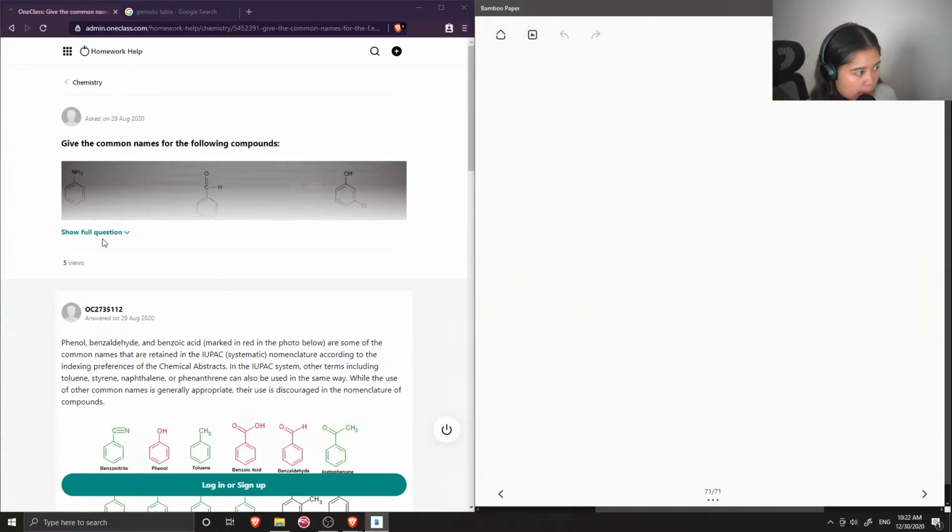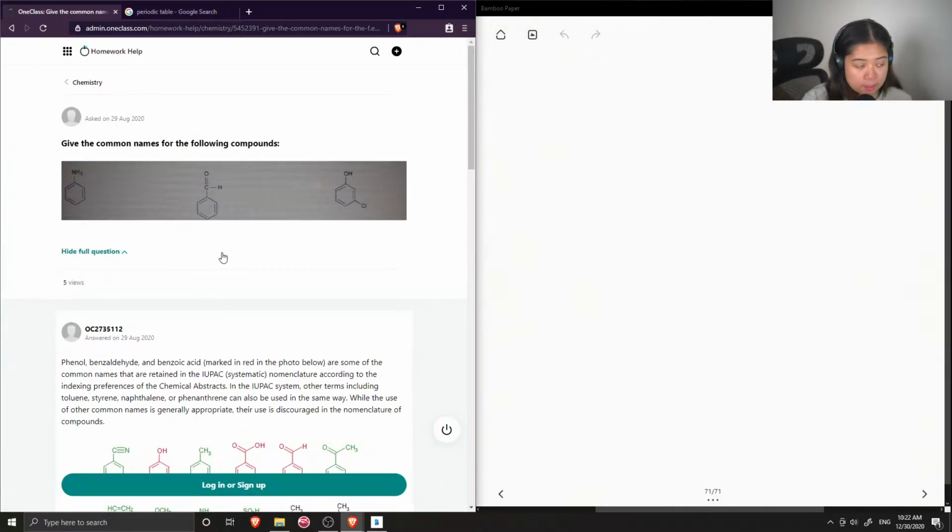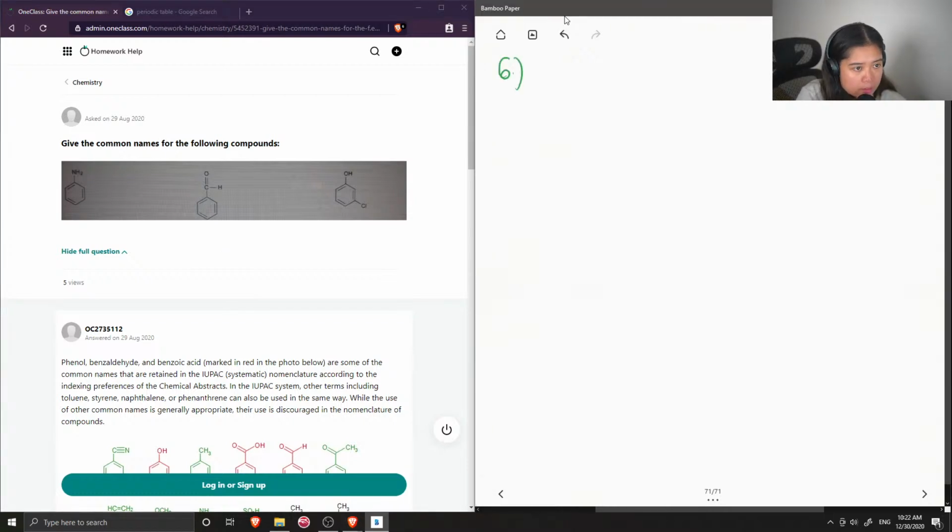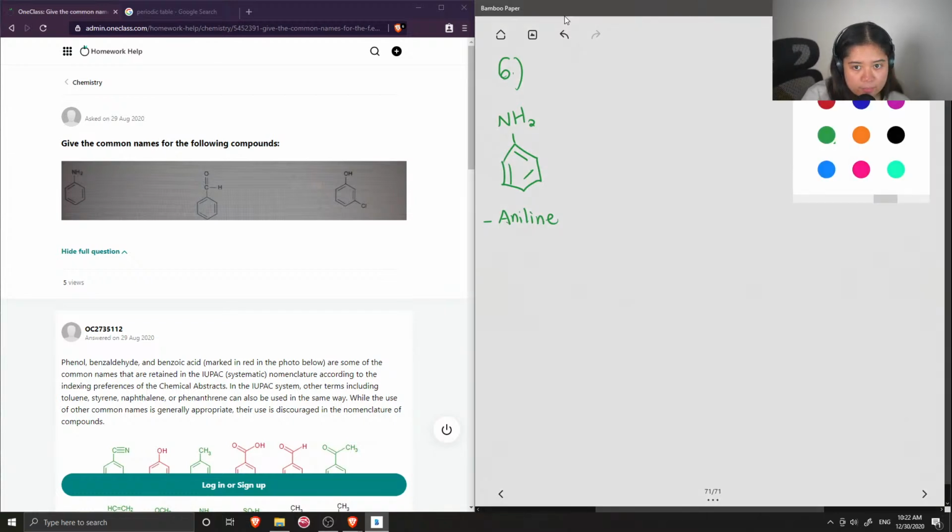Okay, so question 6 says to give the common names for the following compounds. So first we have a benzene ring that contains a single amine group. So the most common name for this compound is called aniline. It can go by other names as well, but this is the main one, so I'm just going to put a star.